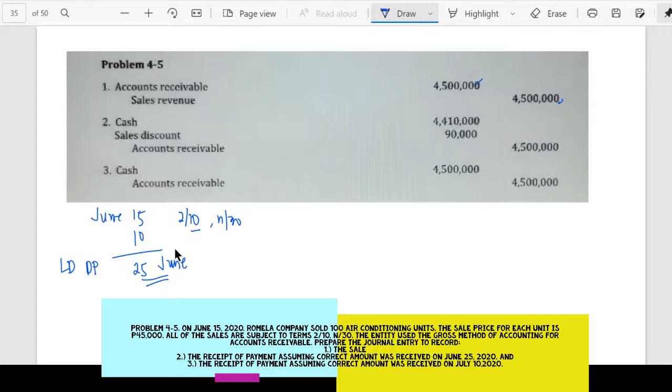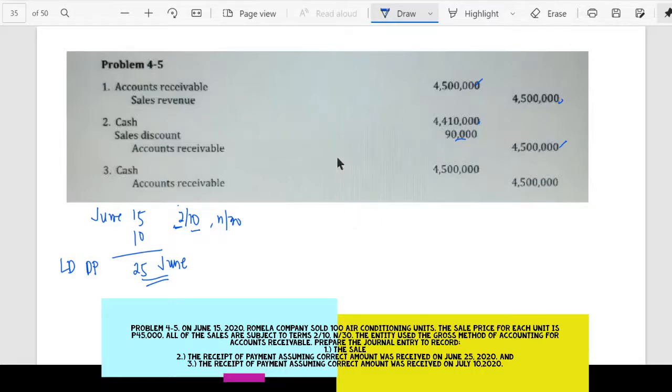So what will be the entry? So close first the amount of the accounts receivable, 4,500,000. Let us compute the discount. So the discount would be 4,500,000 times 2%. Okay, 2 man ang numerator ani. So that would be 90,000, and the remaining amount is our cash. So 4,500,000 minus 90,000 is 4,410,000. And that will be the entry with discount.